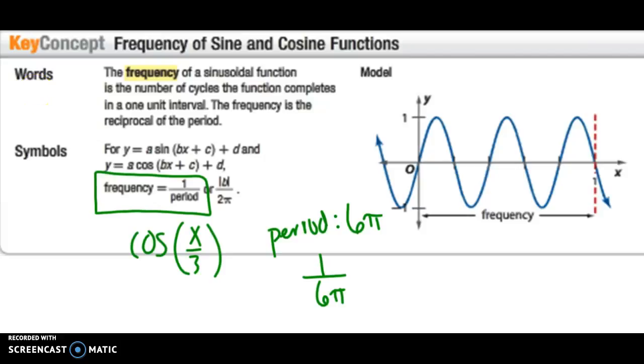That would be our frequency. So you might ask, what exactly is frequency? It's the number of cycles the function completes in 1 unit interval. So essentially, it's the number of times your graph completes a cycle.